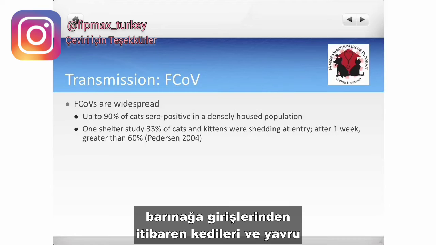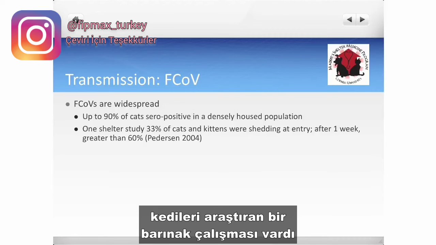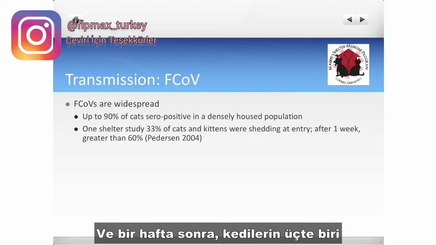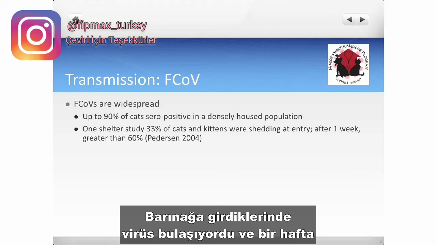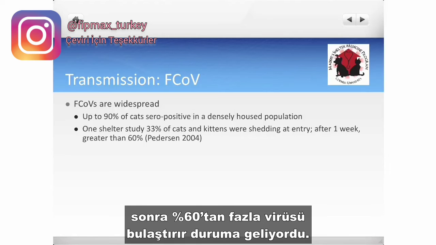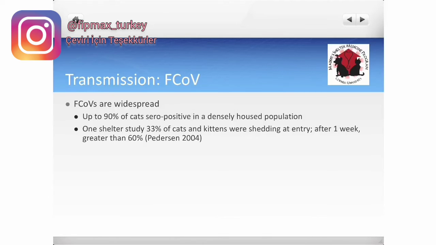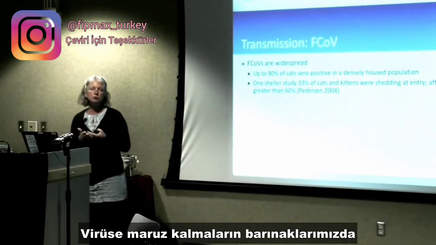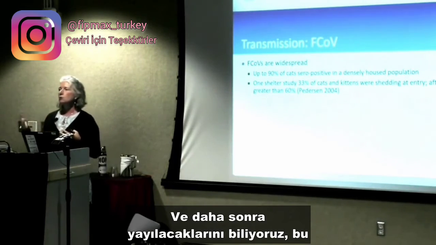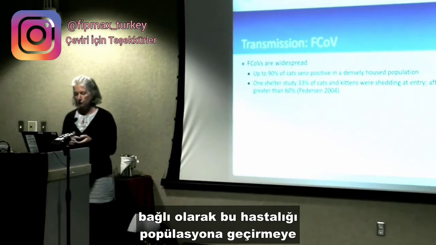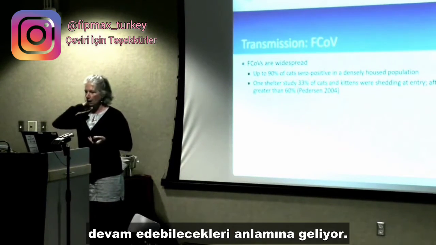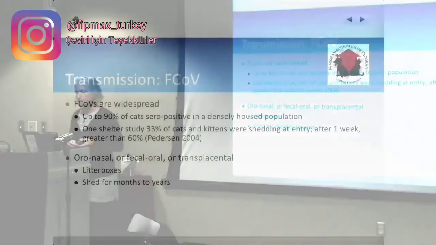There was a shelter study that investigated cats and kittens at the point of entry to a shelter, and then 1 week later. Or I'm sorry, this is a shedding study. A third of the cats were shedding coronavirus at entry, and 1 week later, greater than 60% of them were shedding. So we know that exposure happens in our shelters, and we know that they will then shed, which means they can go on to pass this disease through our population, depending on our housing and husbandry practices.